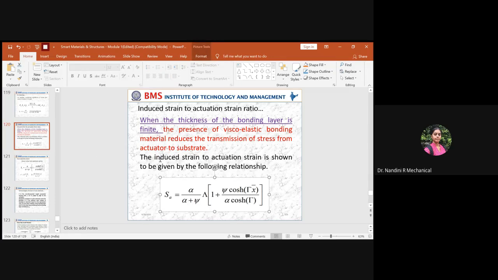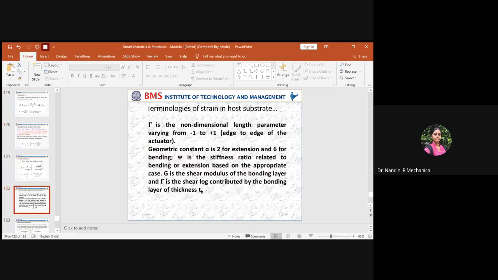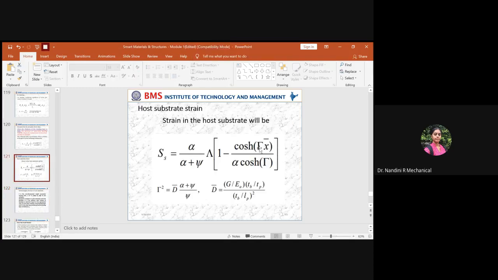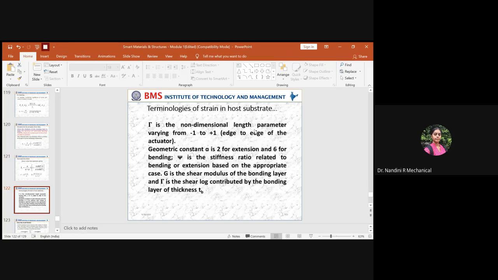There is no derivation for this. You just have to show which equations you will be using and from what perspective. Here the symbol refers to the shear lag. This is for shear lag, which is a non-dimensional length parameter. It doesn't have any dimensional length. It is a non-dimensional length parameter which varies from -1 to +1.